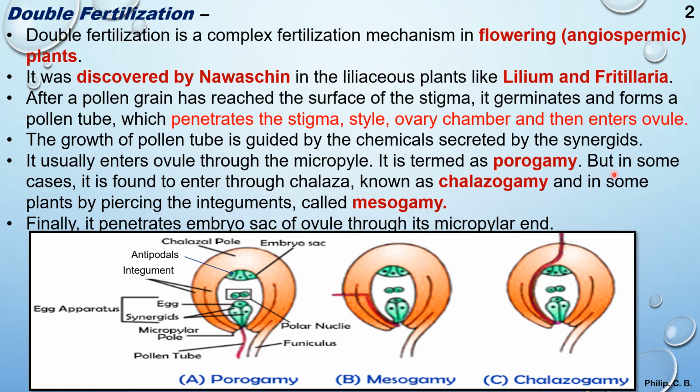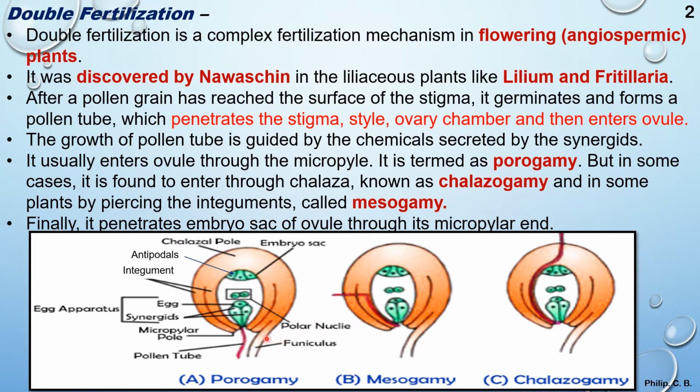But in some plants or in certain cases it is found to enter through the chalaza, and that is called chalazogamy. So sometimes it passes through the chalaza. You can see in the diagram below, C part, where the pollen tube enters through the chalaza, and in some plants by piercing through the integuments, called mesogamy. Sometimes it may pierce through the integuments, as you can see in this figure, B part. So it is mesogamy. Finally it penetrates the embryo sac of the ovule through its micropylar end and enters into the ovule.